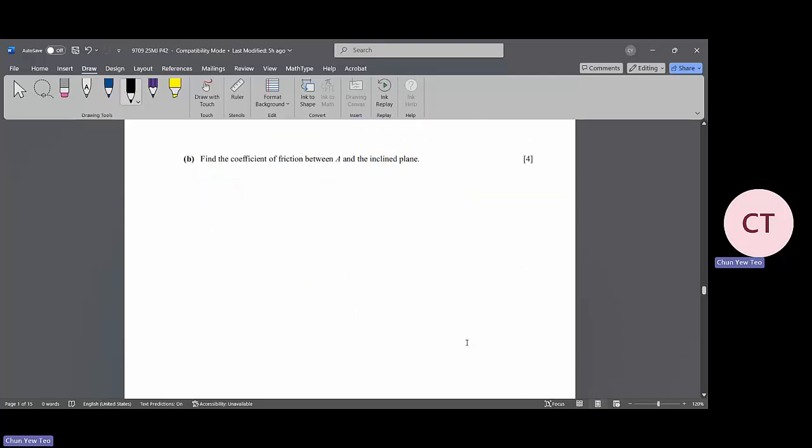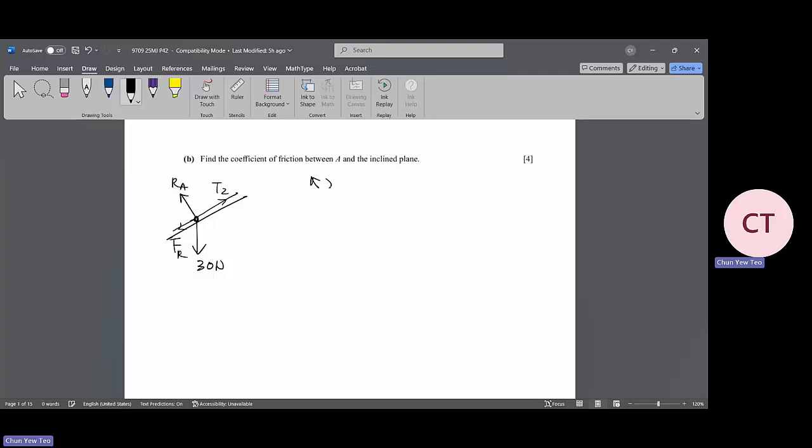Now we move on to part B. We want to find the coefficient of friction between A and the inclined plane. So A lies on the inclined plane. This is D2. Since there is a rough surface, we must have a reaction R over A here. The weight is 3 kg, so it's 30 Newton over here. Frictional force is going this way because A is moving up, so the frictional force will go down.